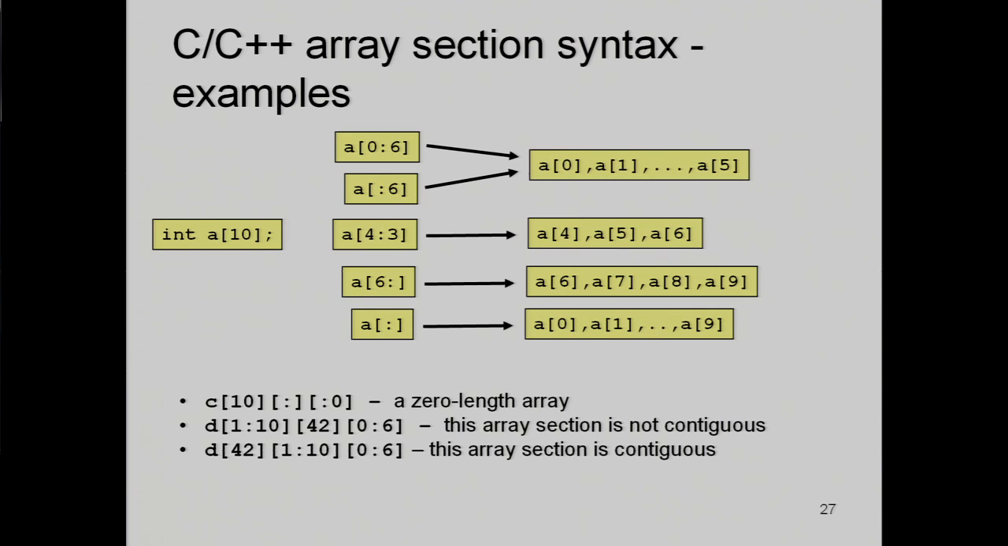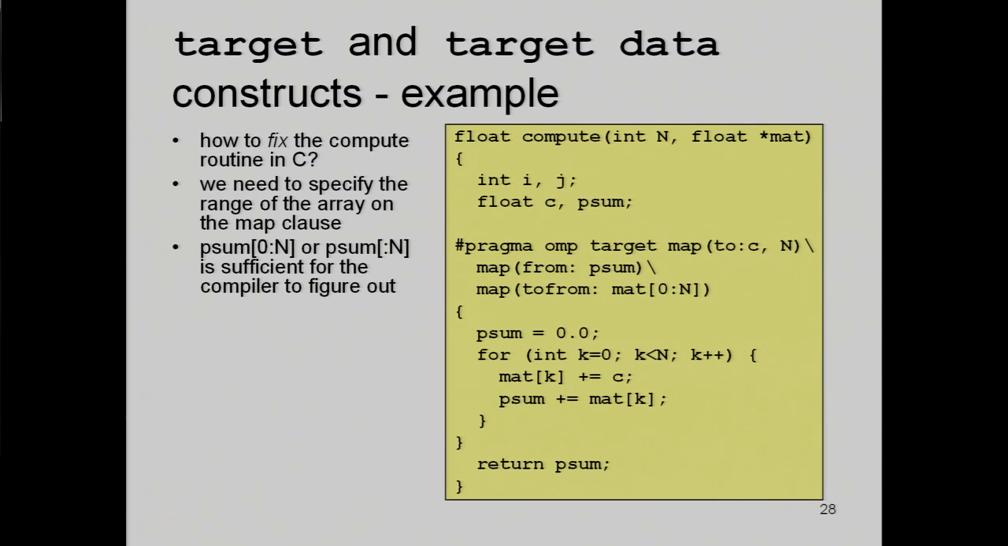And let's come back to the target and target data construct, which I haven't finished yet. That is to try to solve the previous problem. We pass the star matrix, and we have no clue what the size is. The compiler has no clue how much space needs to be allocated on the target device. So that's why we went to the array syntax issue, solved it, and came back to see that this is the way that we can do it.